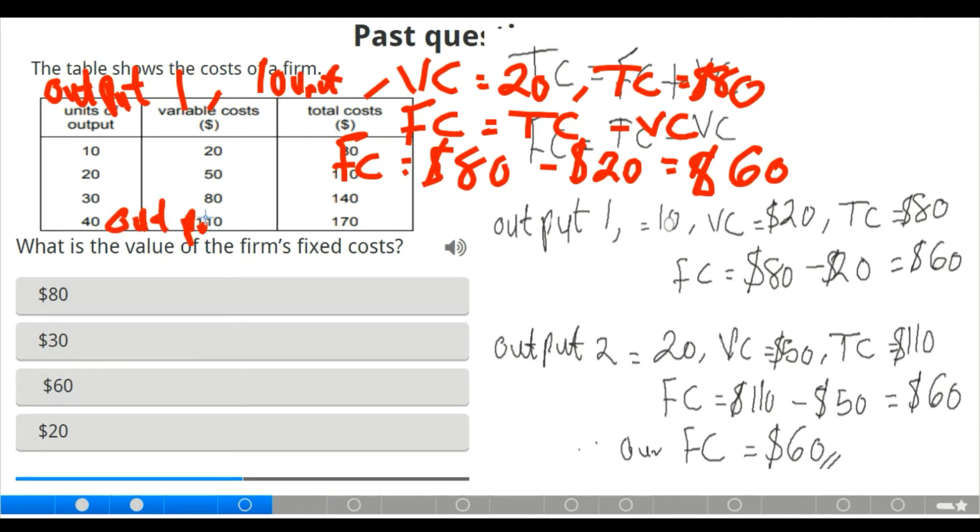Now let us try for output two also. For output two, we have 20 units here.